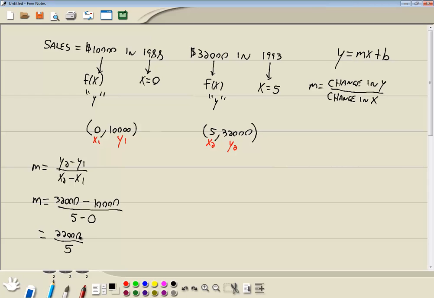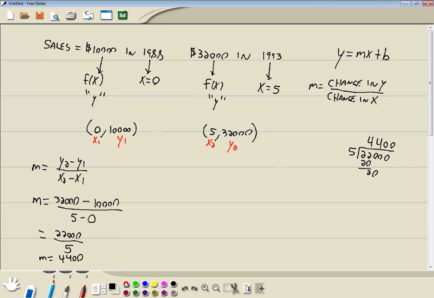32,000 minus 10,000 is 22,000. 22,000 divided by 5. I could bring up my emulator on my computer here, but it'd take too long. I'd have the problem easily solved by that time. So it looks like 4,400. So m is going to equal 4,400.